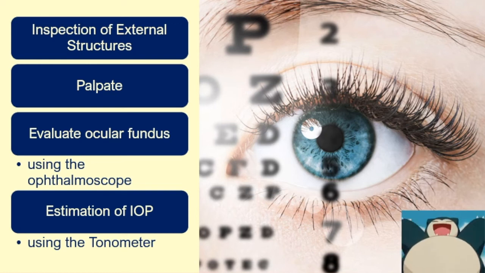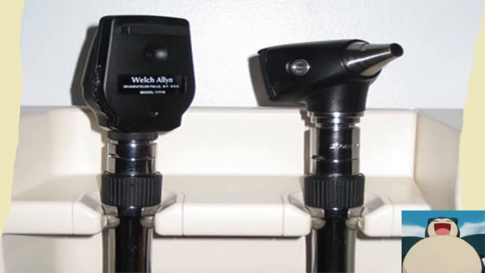Okay, if we have ICP for the brain, we also have IOP for your eyes. So again, that would stand for intraocular pressure. And the equipment used to measure that is your tonometer. Now, class, this is an example of your ophthalmoscope. Okay, actually, you are looking at both the ophthalmoscope and otoscope. Okay, a familiar brand here, which is Welch Allyn.